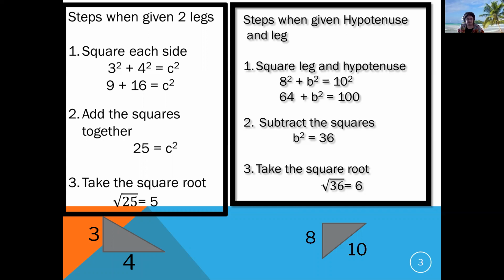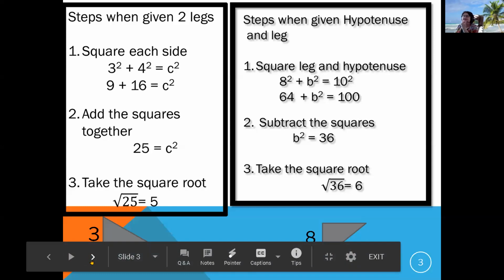Subtract the square. E squared equals 36. Take the square root. The square root of 36 equals 6. All right. Okay, everybody good with the notes? Can I move to the next page?